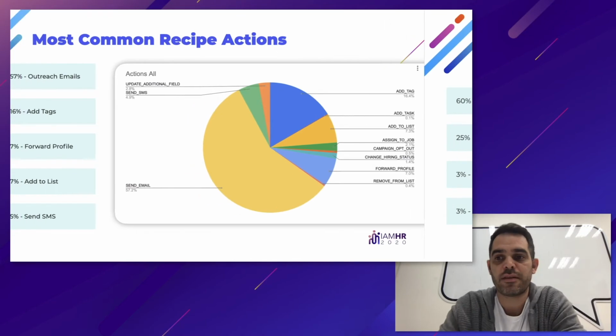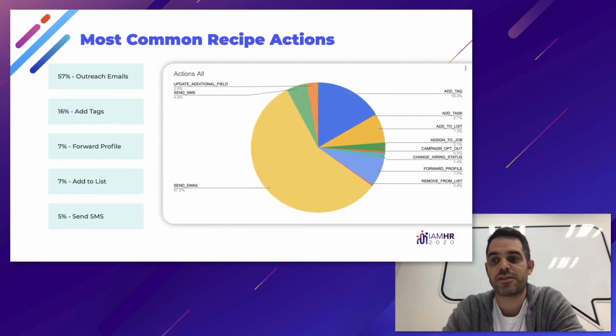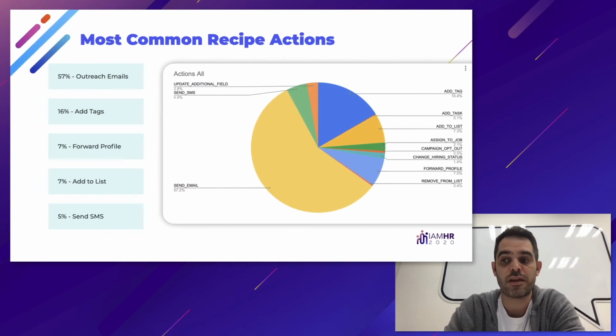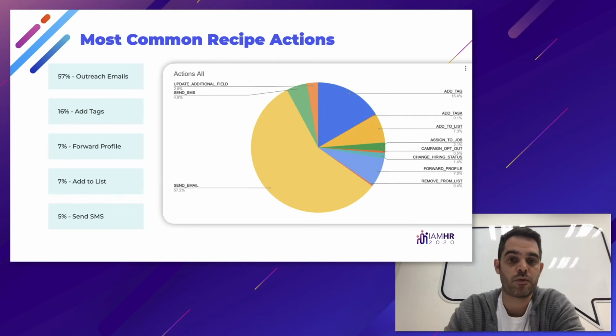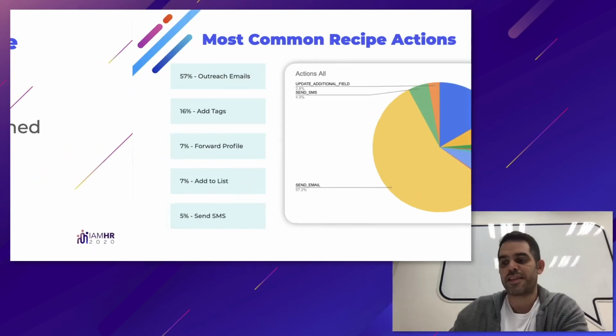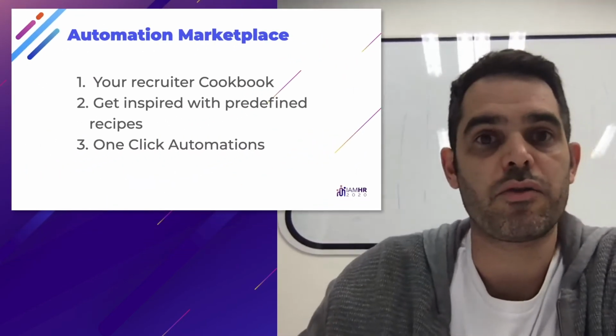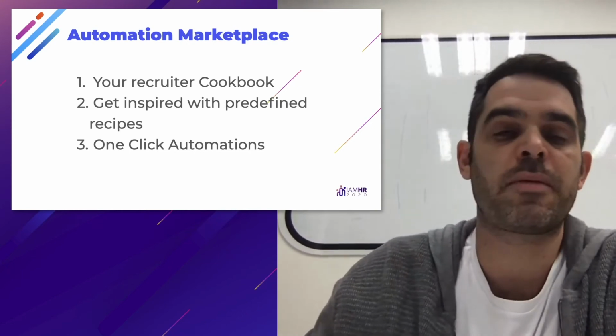On the other hand, the most common recipe actions that are used today are for reaching out to candidates via email, organizing data by using tags and lists, and also a rising trend of using SMS as part of the communication process using automations.